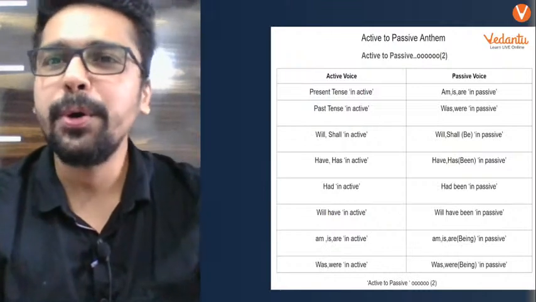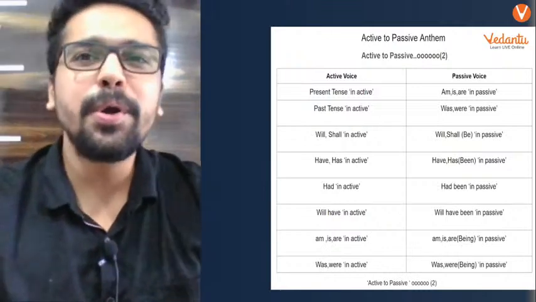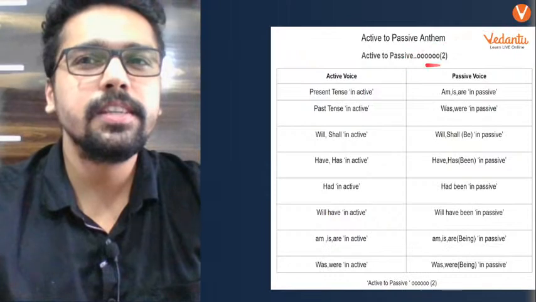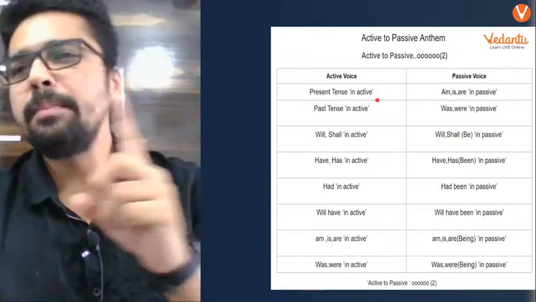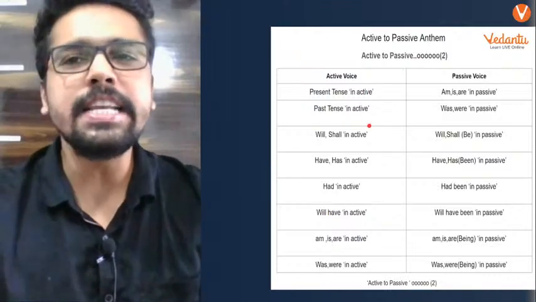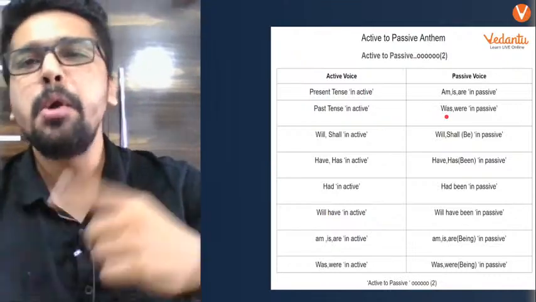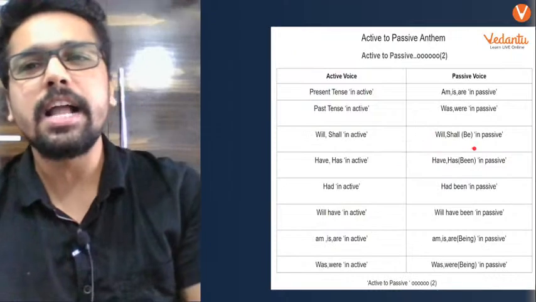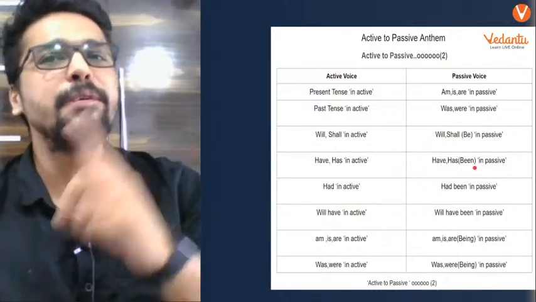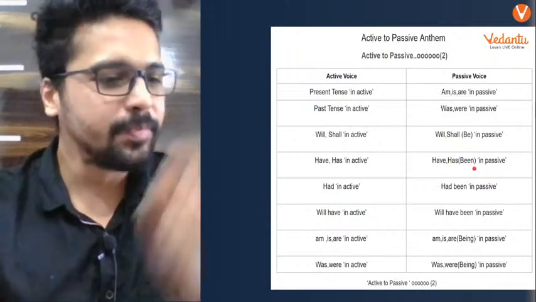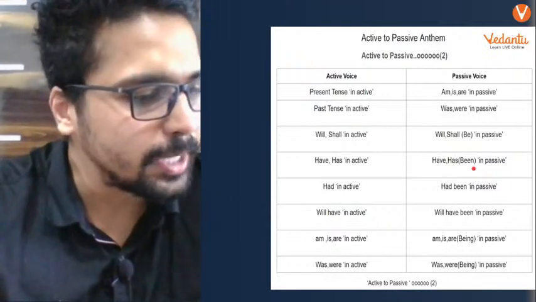Oh, oh, oh, oh, oh, oh, oh. See, that's why I've written, you say this "oh" twice. Then present tense in active, am is are in passive. Past tense in active, was were in passive. Will shall in active, will shall be in passive. Have has in active, have has been in passive. Oh, oh, oh, oh. That's the anthem way.